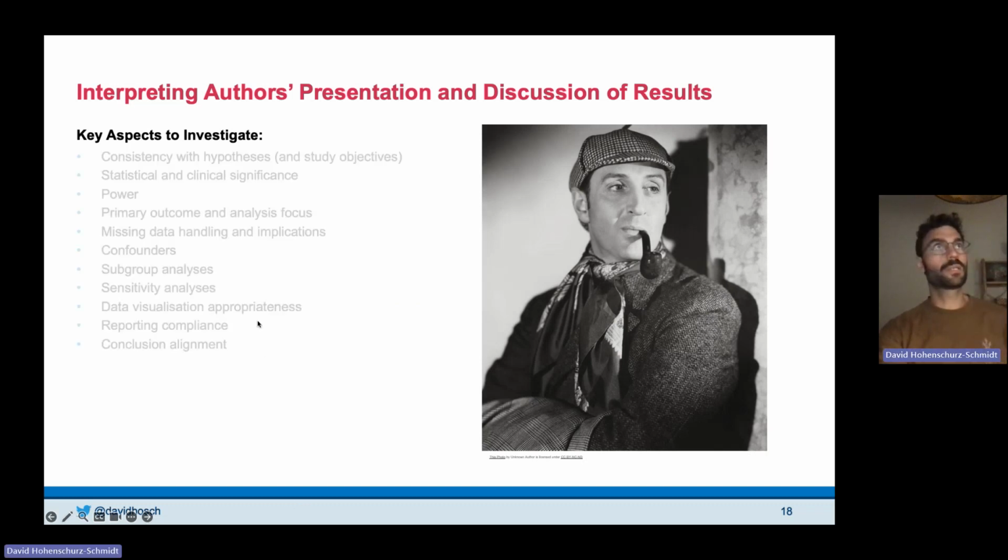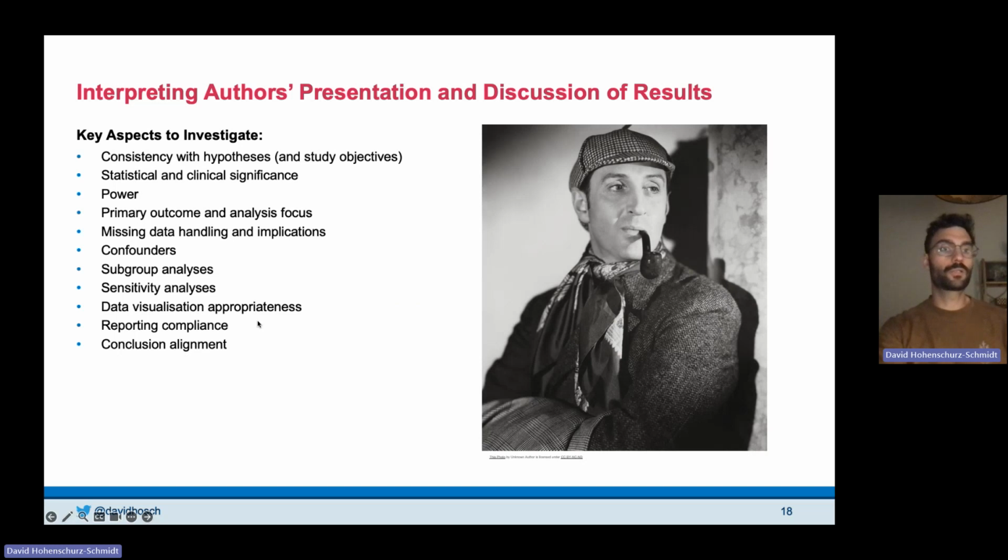So what I'm presenting here is a minimum list of things to look out for. Are their conclusions in line with the hypotheses? Are they actually concluding based on what they wanted to test and what they did test for their primary outcome measures? How does this link to statistical and clinical significance?